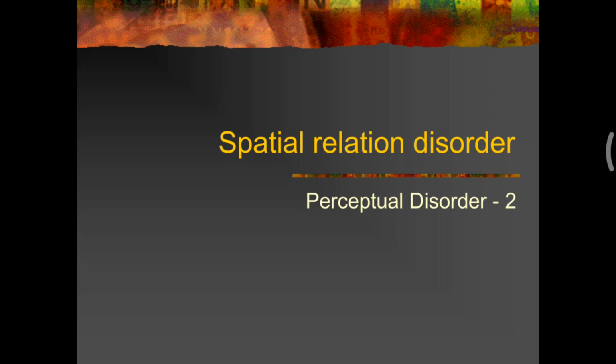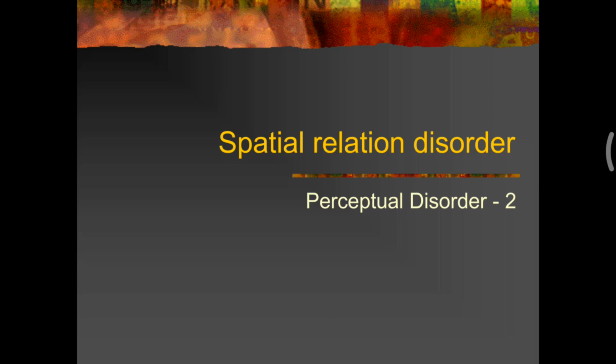Welcome back to the third part of perceptual disorders, which is the spatial relation disorder. In the previous part, we had seen the body image disorder, especially we saw in detail about what is a unilateral neglect.